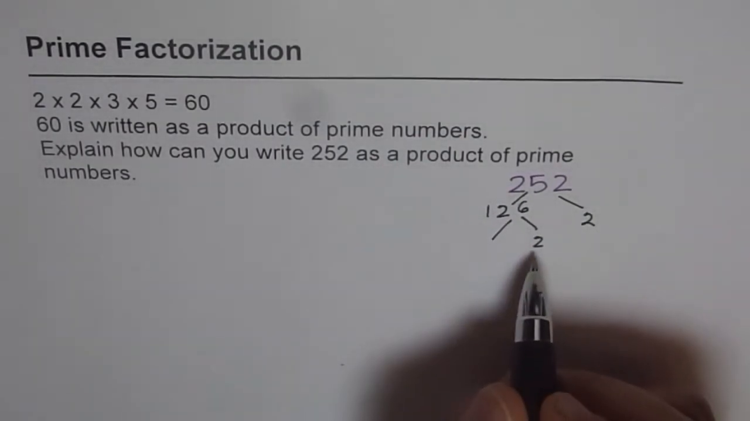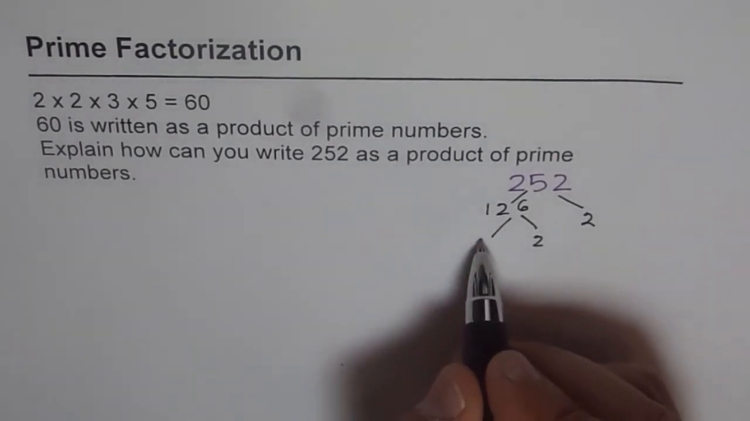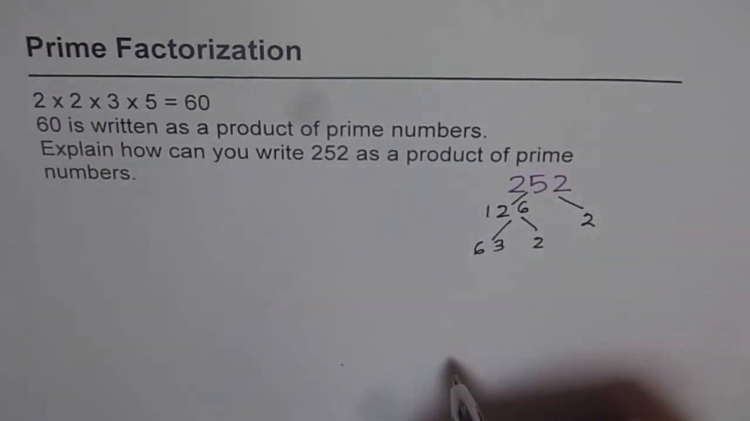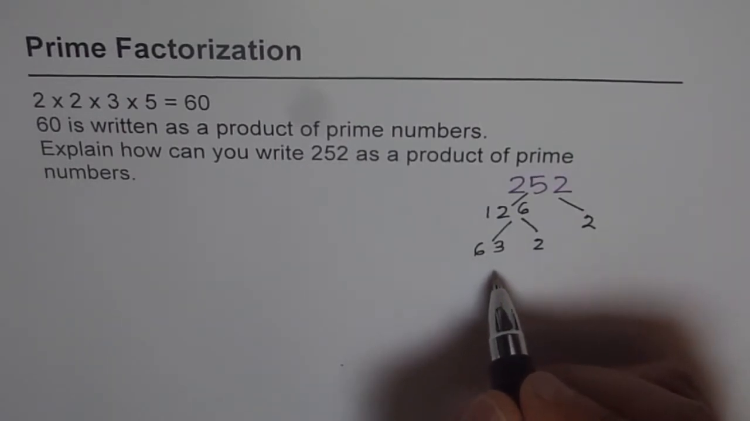Since 126 is also even, let us again divide by 2. 2 times 6 is 12, and 2 times 3 is 6. That's simple. We get 63. Now 63 is not an even number, but what can go into 63? Well, 9 times 7 is 63. That is good. You could also divide it by 3, right? Yes, so we could do either way.